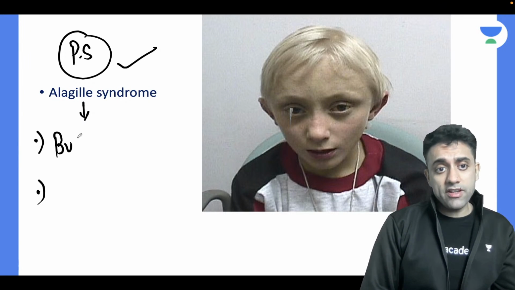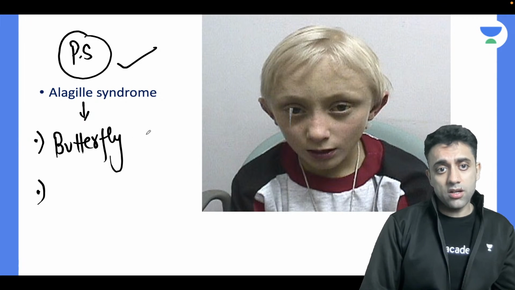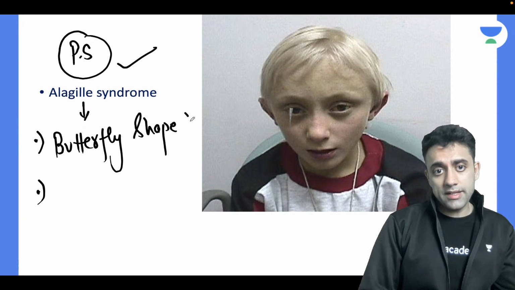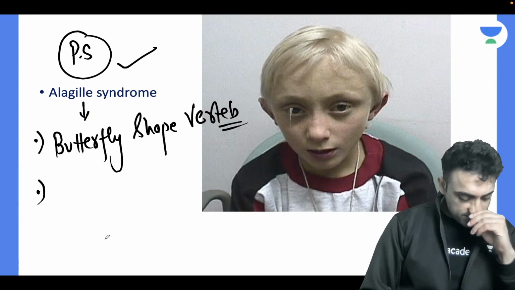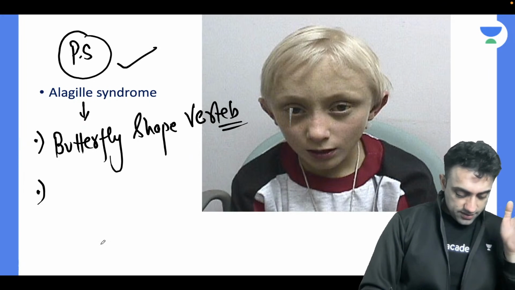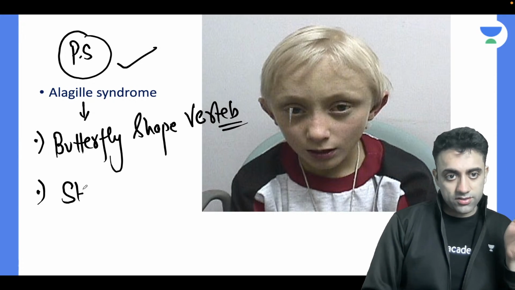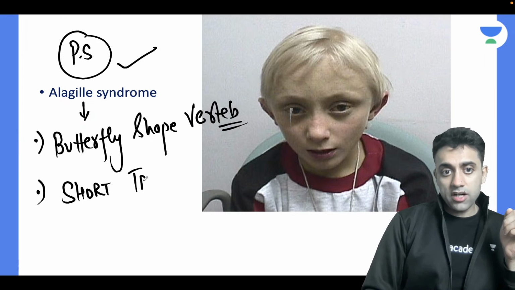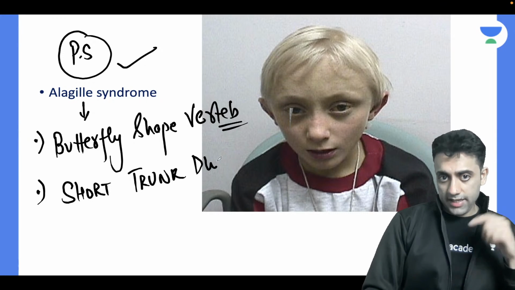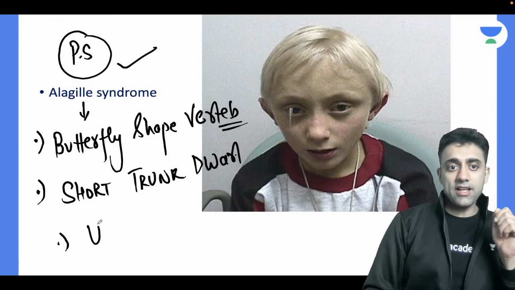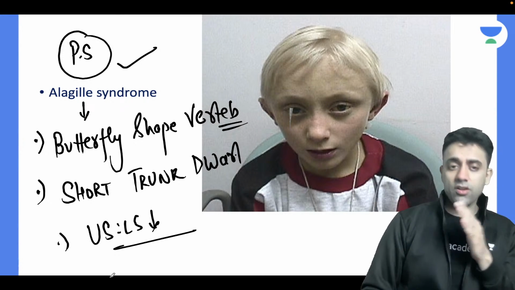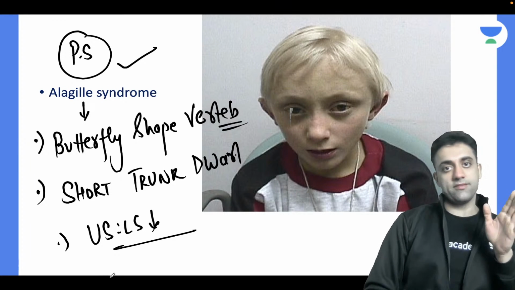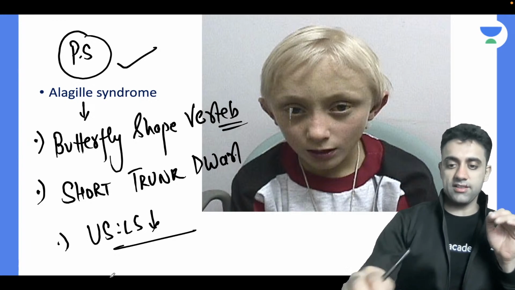Have you read about butterfly-shaped vertebra? Yes or no? Yes, very good. Short trunk: have you heard of short trunk dwarfism in Alagille syndrome? Have we read that the upper segment to lower segment ratio is decreased in Alagille syndrome? Yes, we have read about these things very well. Very good. Next question.